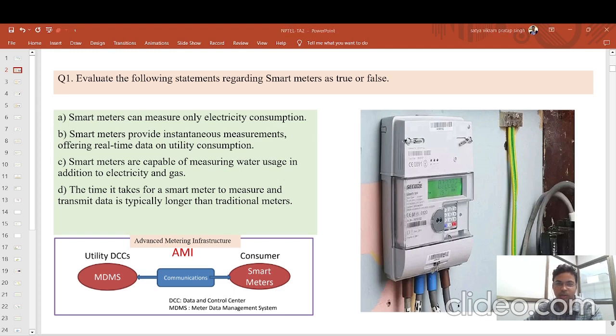Go through this first question. There are 4 statements given related to smart meters, and you have to say which is true and which is false among these 4 statements. Write in the chat box. Actually, there can be multiple correct and multiple false statements. I request you to go through all the options given.